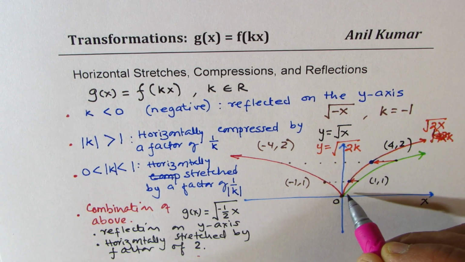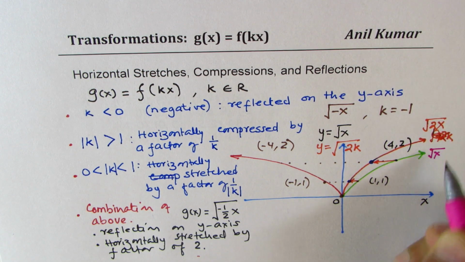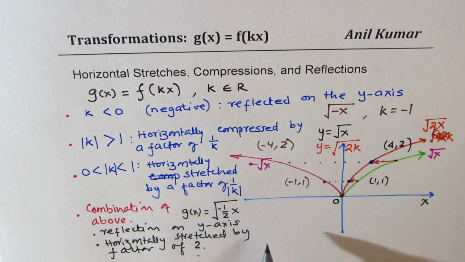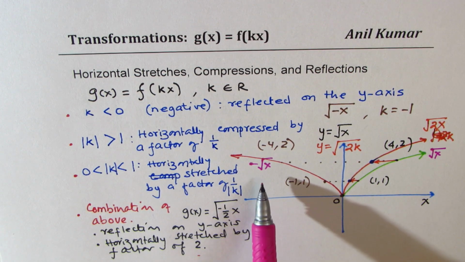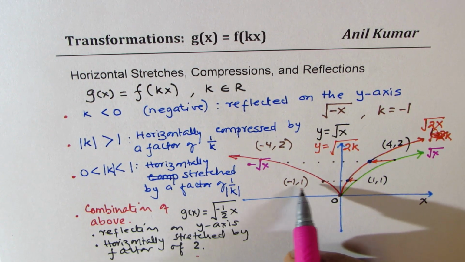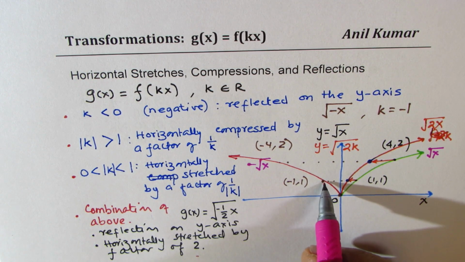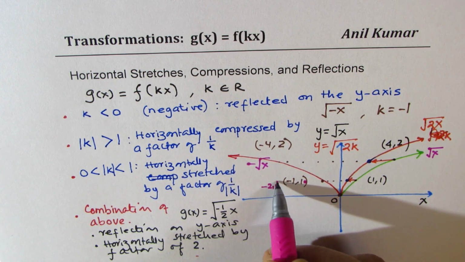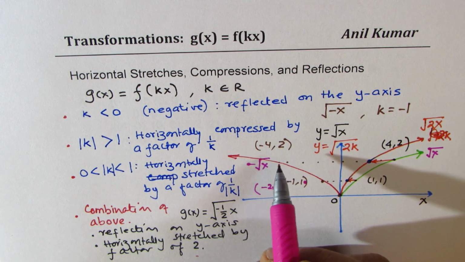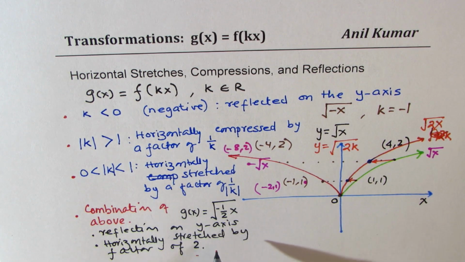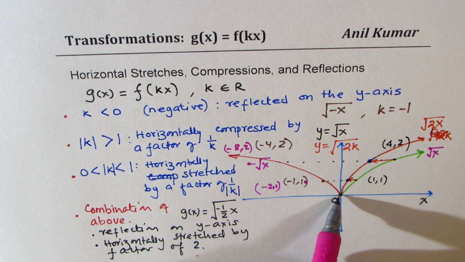So the first effect is that this graph of square root of x is reflected on the y-axis, and the second is that it gets horizontally stretched by a factor of 2. That means all these points which we were considering, the x value gets multiplied. So this point, instead of being at minus 1, 1, it will be shown at minus 2, 1, right? And the other point will now be shown at minus 8, 2. So the figure will look like this.